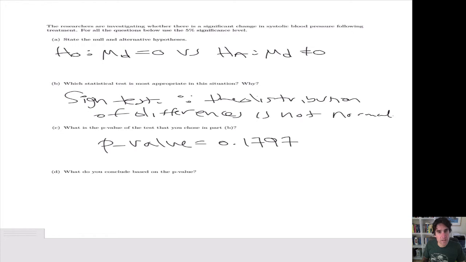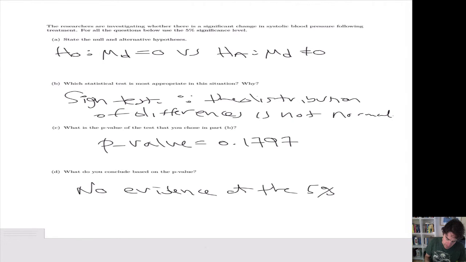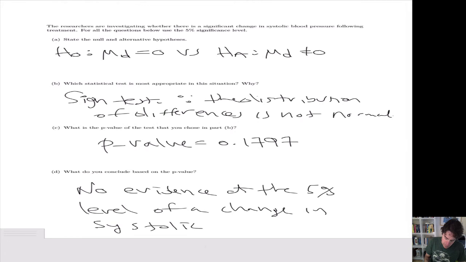So what do you conclude based on the p-value? Well, at the 5% level, we can't reject the null hypothesis. So therefore, there's no evidence that there is a change in blood pressure. So there's no evidence at the 5% level of a change in systolic blood pressure.